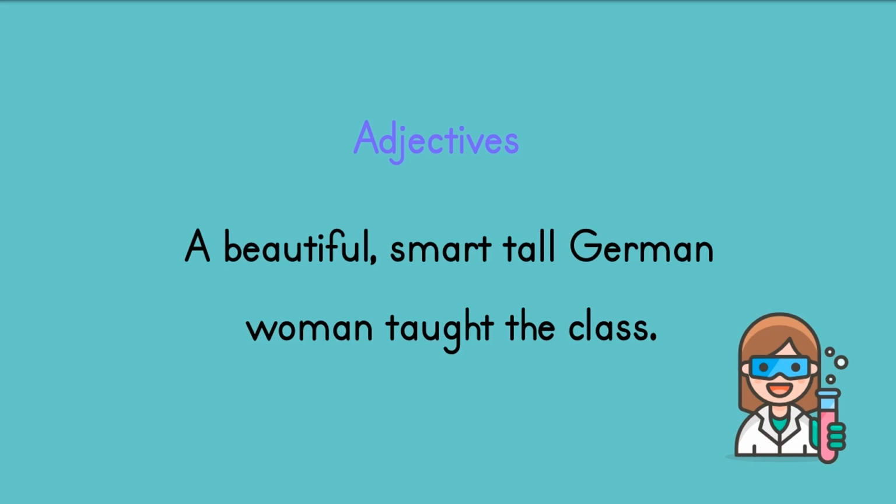In the sentence, a beautiful, smart, tall German woman taught the class. A, beautiful, smart, tall, German, are all adjectives describing the noun, woman. Beautiful and smart are both adjectives that are opinions, so they are separated by a comma.